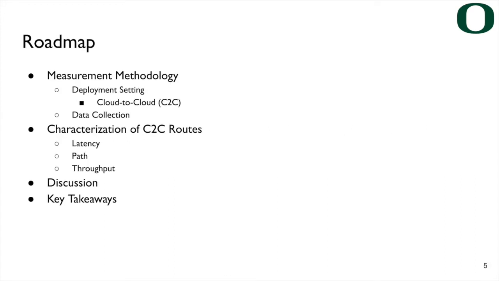The remainder of my talk would have the following outline. First, we would touch on our measurement methodology, both in terms of our deployment setting, how we establish cloud-to-cloud connectivity, and how we collect our data, what metrics we are interested in. Afterwards, we would present the characterizations of these cloud-to-cloud paths in terms of latency, path, and throughput. Lastly, we'll have a short discussion on some other measurements that we performed but we didn't have a chance to present due to brevity and shortage of time. And lastly, we'll end this talk by going over a couple of key takeaways.